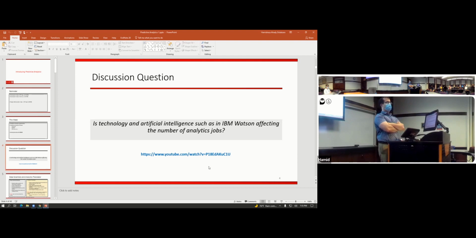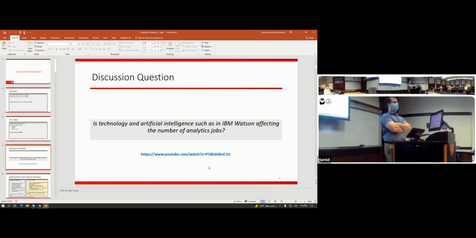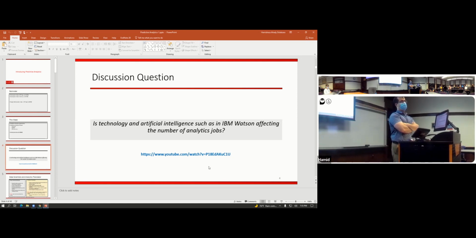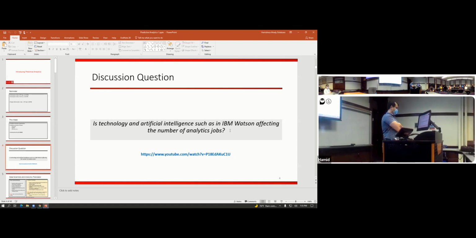Cars eliminated some jobs related to transportation by horses. Those jobs are eliminated, but more advanced jobs are available through the car industry. Something could happen, so who knows, but I just want to know your ideas.